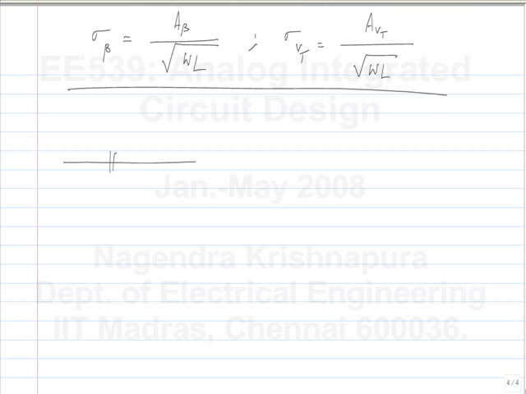So let's say we have a transistor whose ideal values of beta and VT are known, but the actual values will be mismatched by a certain amount. Okay? So there is a mismatch. What will be the standard deviation of the current? So this has some mismatch in beta and some mismatch in VT. What is the ideal value of the current?